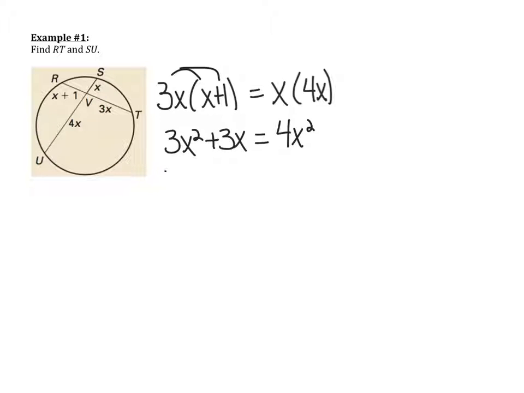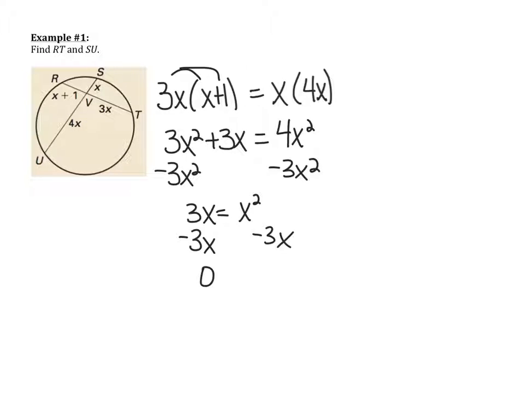So the next thing I'll do is subtract this 3x squared over. So I'll end up with 3x equals x squared. And then I'm also going to subtract the 3x over, so I set it equal to 0. So I have x squared minus 3x. Now thinking back to Algebra 1, we have to do a zero product property here. So again, I just set it equal to 0. And now I need to turn the right-hand side into a product by taking out the greatest common factor. So I'd have 0 equals, they both have an x, so I'd have x times x minus 3.